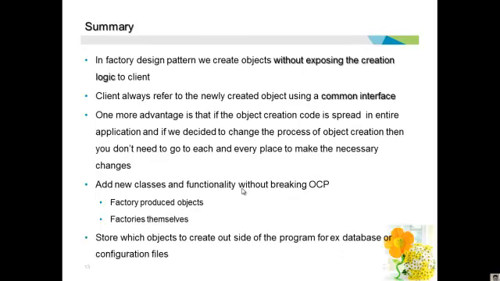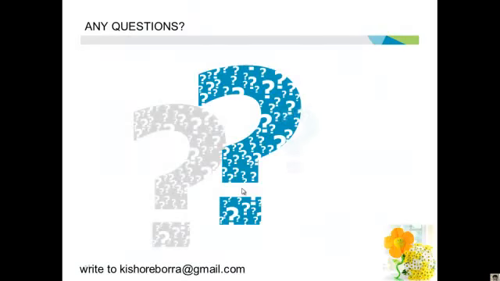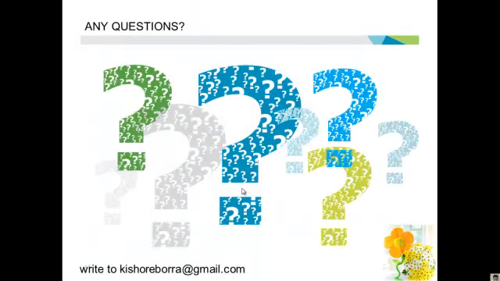The other benefit we looked at is that we are able to add new classes and functionality without breaking the open-closed principle, either with the help of factory-produced objects or factories themselves. And we have already seen how to store which objects to create outside the program, for example in a database or configuration files. I hope I did a decent job explaining the factory pattern.